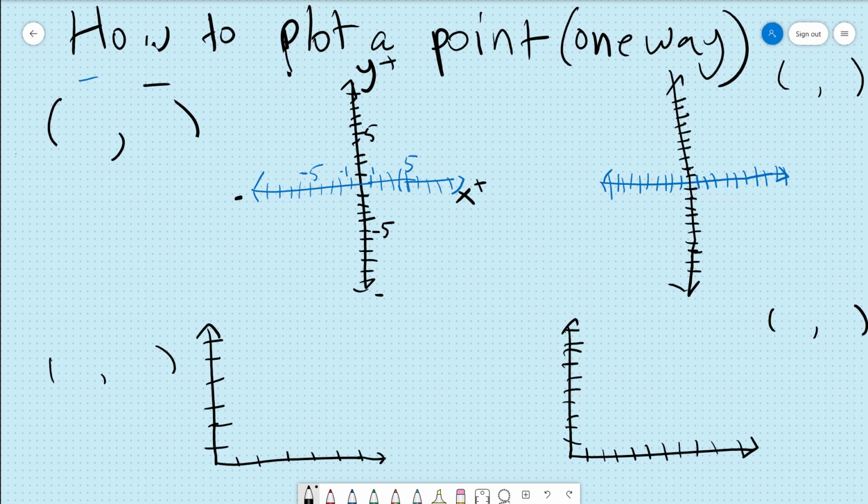Hello, I'm going to do a quickie on how to plot a point. I'm not going to be that detailed. There's definitely some more depth I could go into, but I'm just going to give you the nuts and bolts.